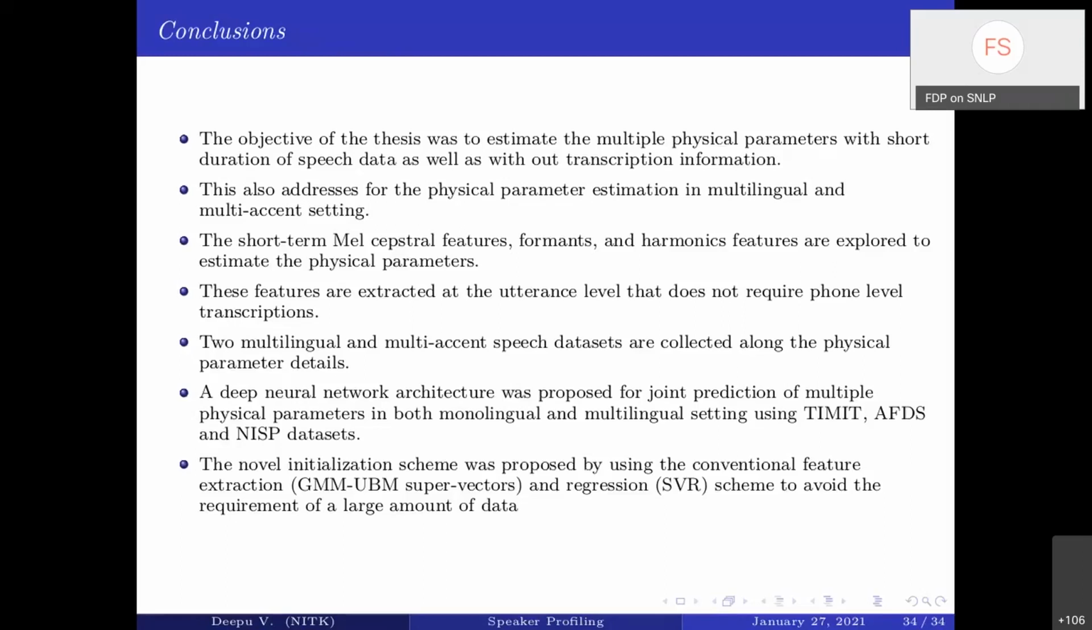And we looked at this deep neural network which can do all of that in one go. We verified that with TIMIT and the other data sets we had collected. And we looked at this initialization, which made the whole deep neural network work. That was actually a success.